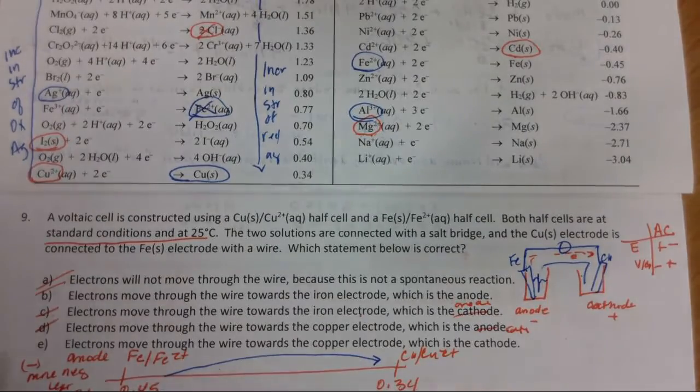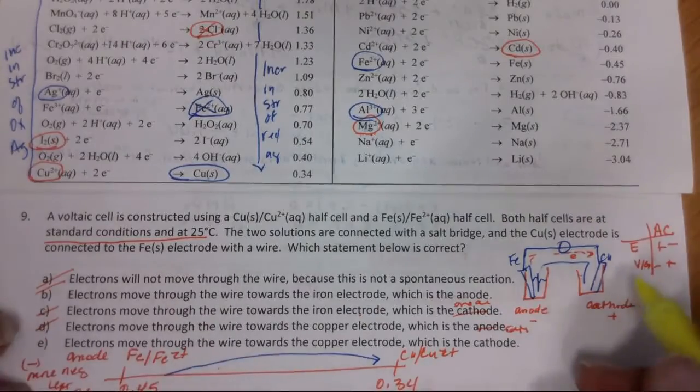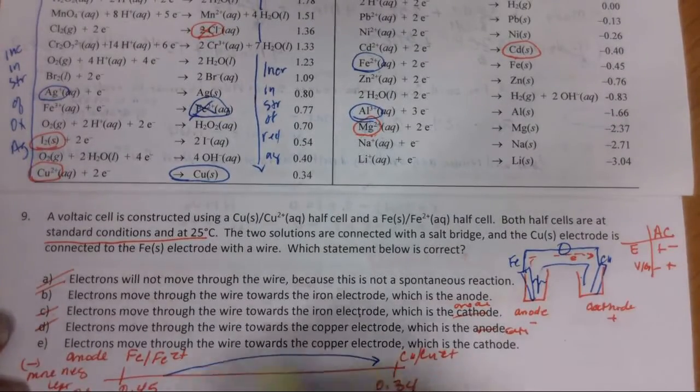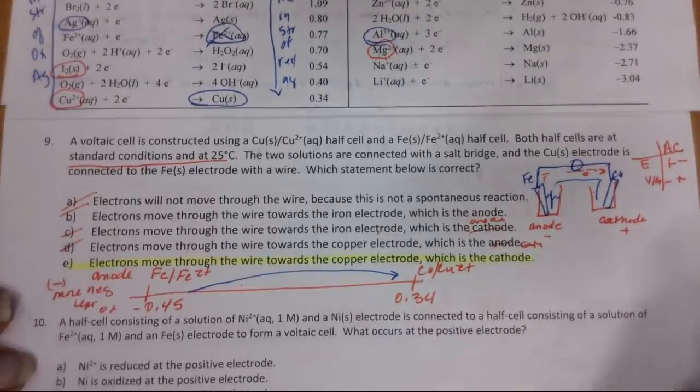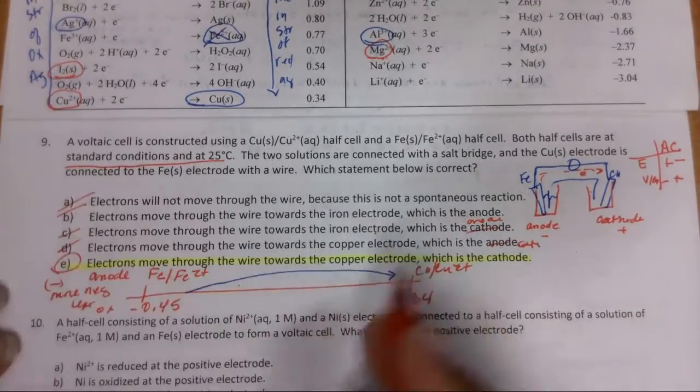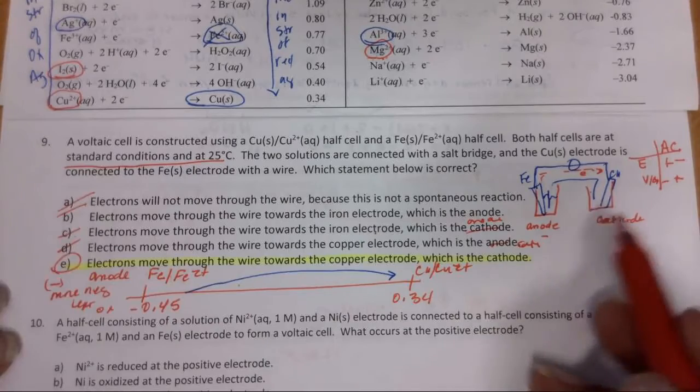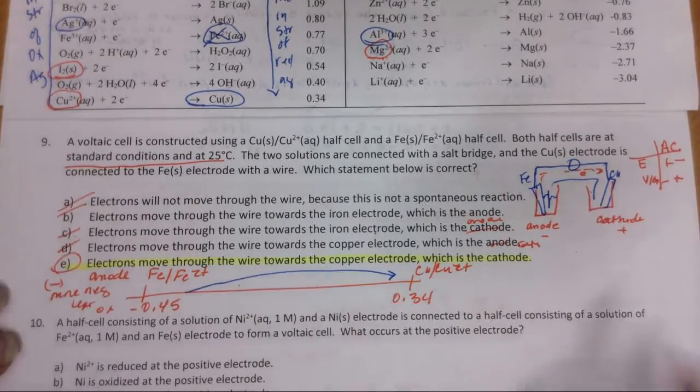So what does that leave us? It says that electrons move through the wire towards the copper electrode, which is the cathode. And we can see the same thing here, too. These are two different ways to express the same thing. So this is our answer, okay? E is our answer. These say the same thing. You can draw the little pictogram or you can do your horizontal line. It doesn't matter, right? But you've got to think these through or you're going to miss it, okay?